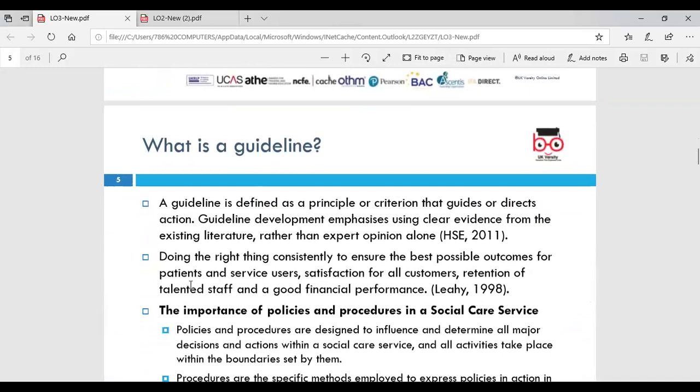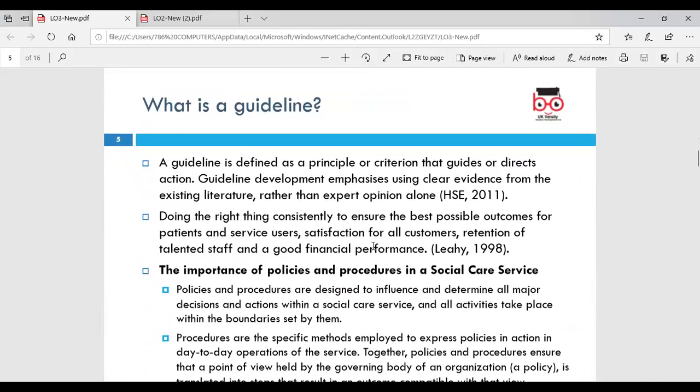And what is a guideline? There are different definitions that we are talking about. A guideline is a defined set, principle, or criterion, and you have to adhere to it in order to achieve the outcome. It emphasizes using clear evidence from previous research, not just opinions or expert opinions. It comes from properly researched subjects. Doing the right thing on a day-to-day basis is very essential to achieve the best outcomes for patient safety and the safety of the service users.